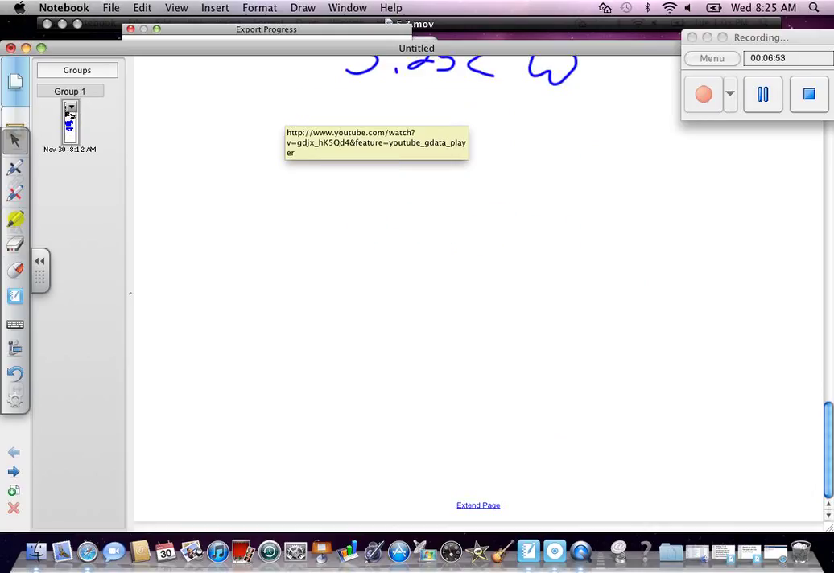So we know that area is what? Length times width, right? So we know length times width equals area. Well, I can already replace the area. It has to be 150 feet. And my answer has to be less than or equal to 150, right?